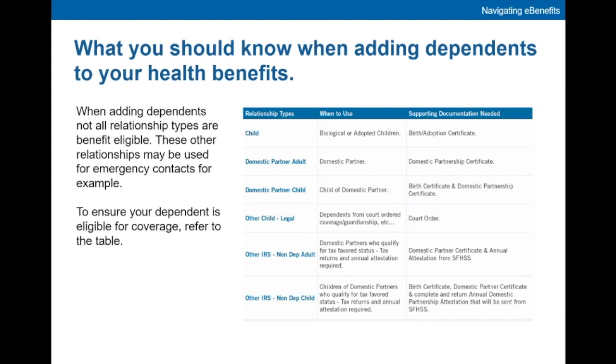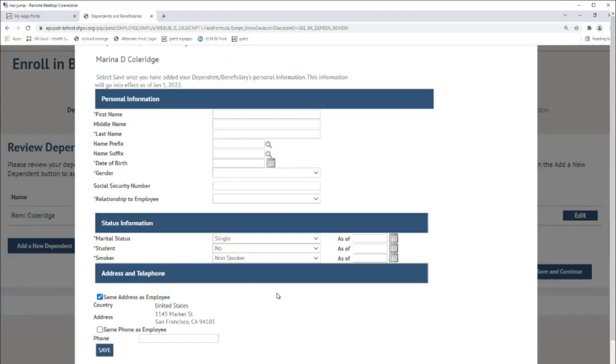And then we have something else called other IRS, non-dependent adult, non-dependent child. These are also domestic partners. However, these are domestic partners who qualify for tax-favored status. So those are the only relationships that account for benefit eligibility. If you go through and add a dependent here, and then as you go to add them to coverage, they're not showing up there, it might be that you selected an invalid relationship type. So that's just some important information to know.